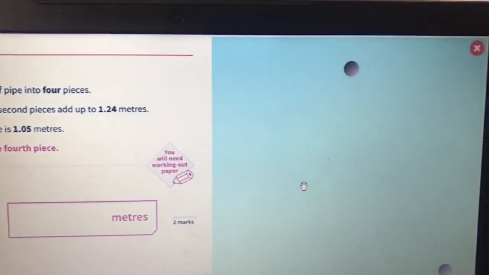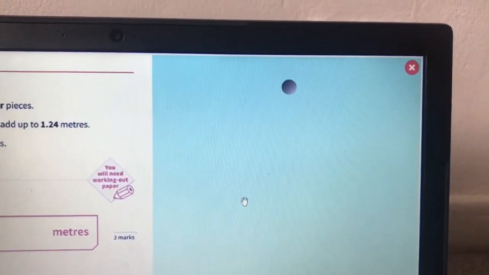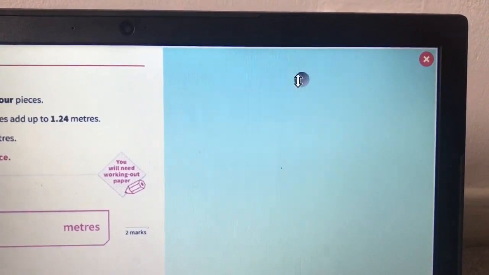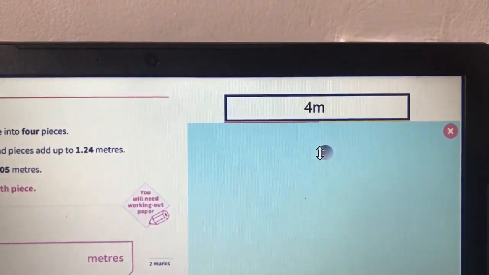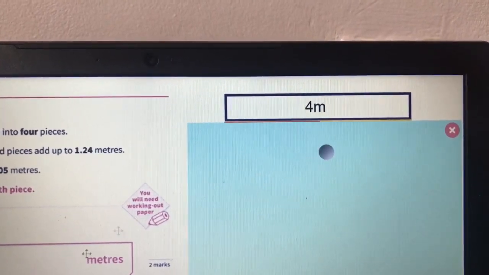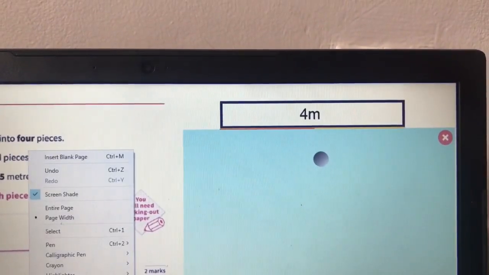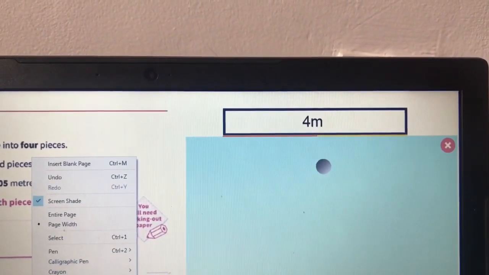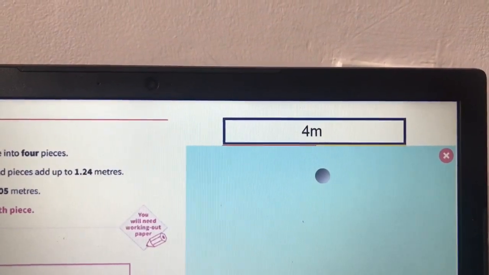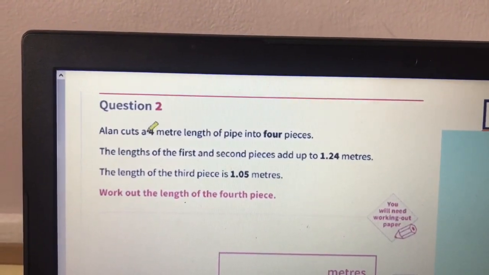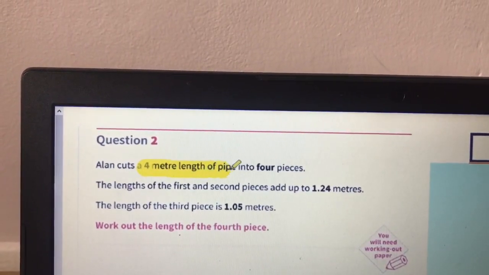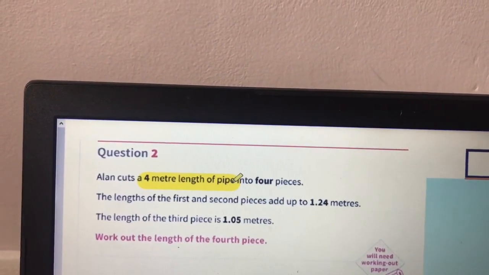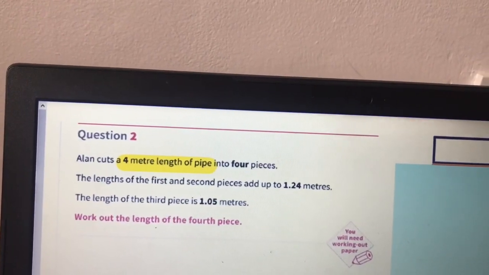Okay. So over here, just behind this shade, I have got a bar model. If you have a look at my bar, at the top I've got 4 meters. Now the reason why I have that number 4 at the top is the following. If I go back to my question, Alan cuts a 4 meter length of pipe. Okay, so that's really, really important.